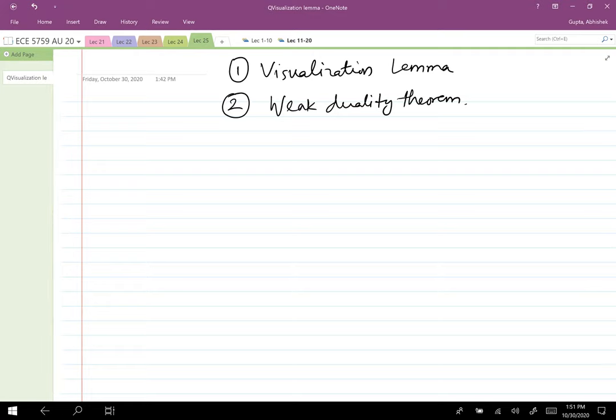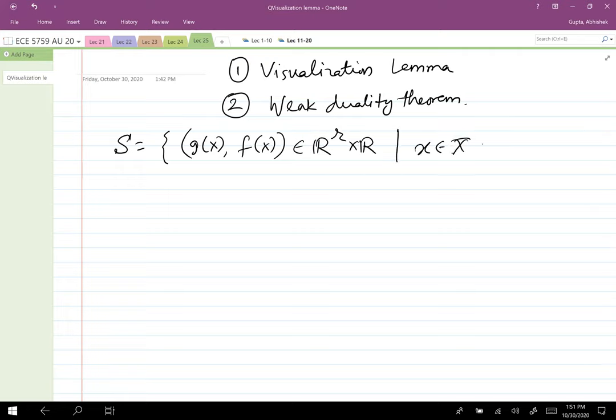Okay, so in order to understand visualization lemma, I am going to first define a set S, which is the set of g(x) and f(x) in R cross R, such that x is in the capital set X. Okay, so this is the range of constraints. And this is the range of objective function.